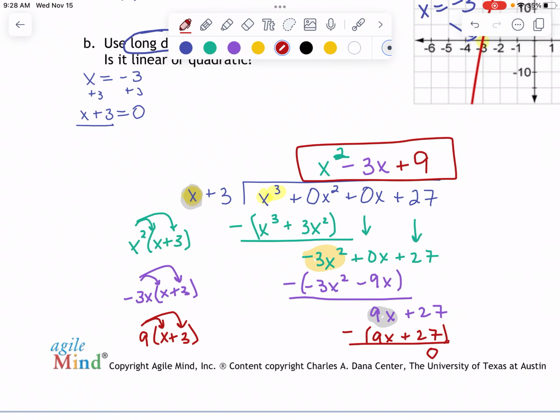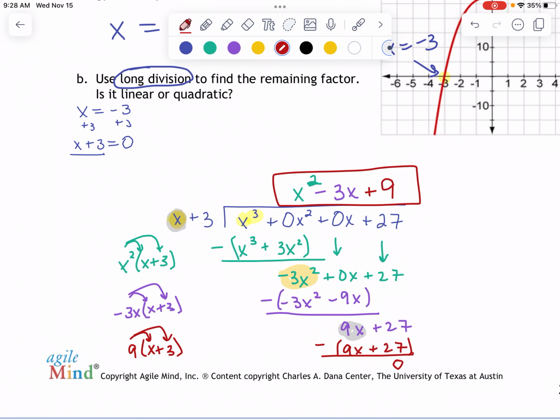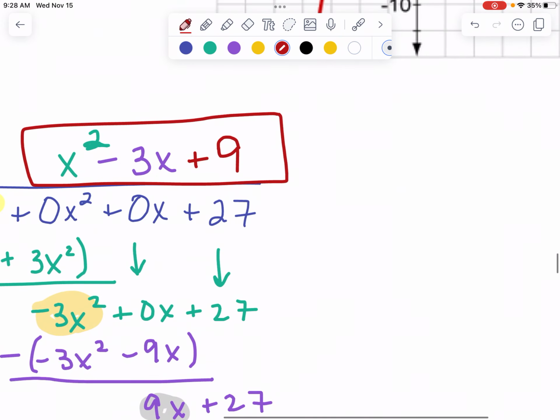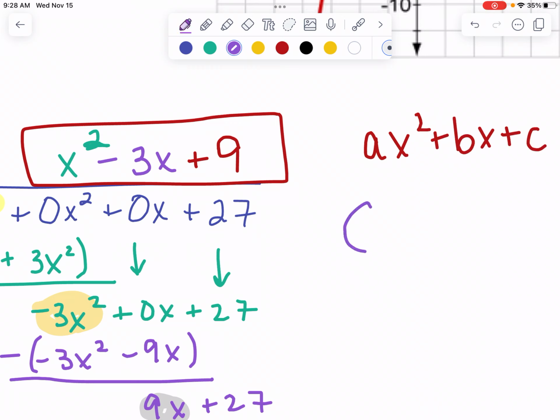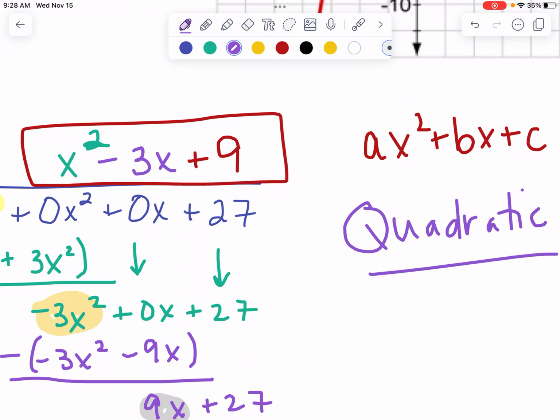So this question is just asking me, is this linear or quadratic? Since it's in the form of ax squared plus bx plus c, I'm seeing an x squared term in here, so I know that my remaining factor is quadratic versus linear. If it was linear, it would just have a plain old x in it, but this one has an x squared, so it must be quadratic.